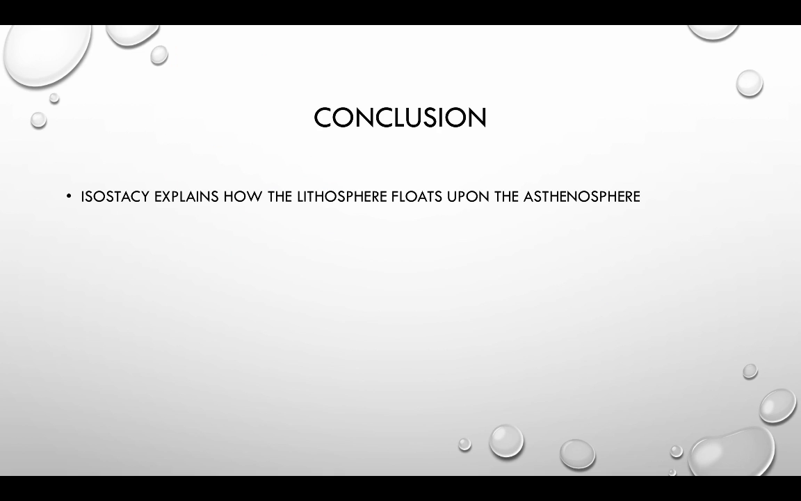Isostasy explains how the lithosphere is floating upon the asthenosphere. There are regions of the lithosphere that have more density, for example, mountain ranges, that dip lower into the asthenosphere, but even so, they are still less dense than the asthenosphere, so they float.